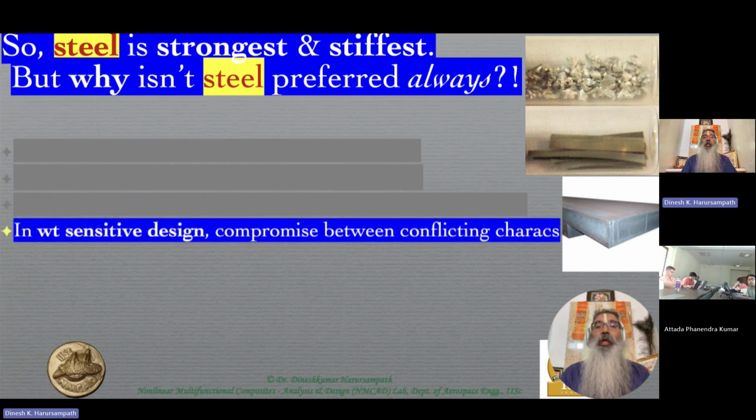So in a weight sensitive design, the compromise is always between a few conflicting characteristics. Something might go up, something might go down, something might be desirable, something might be undesirable. So you'll always have to make a compromise. In other words, walk the in between line. So then we will see, because purely from density, we saw aluminum is the winner, and purely from either sigma U or E, we saw steel is the winner. So we want to see between these three materials. We have not yet introduced composites, but we want to see how we can probably compare the choices that we have.